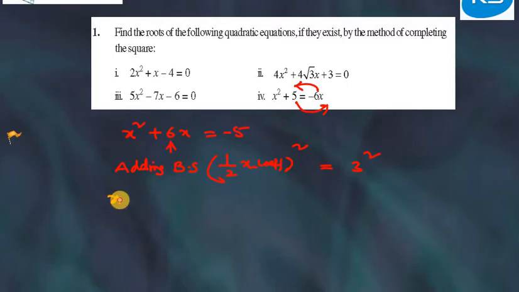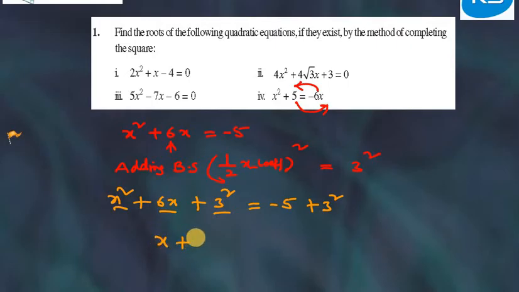So what happens? x square plus 6x plus 3 square is equal to minus 5 plus 3 square. So this is in the form of a square and b square and 2ab. I can write this as a plus b whole square. Expand it, you will get the same expression, that is equal to minus 5 plus 9. 3 square value is 9. Ultimately I am getting it as 4.